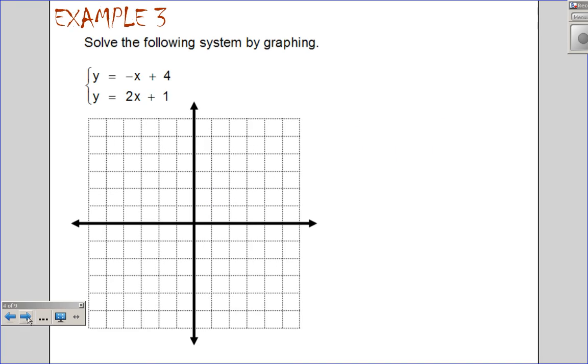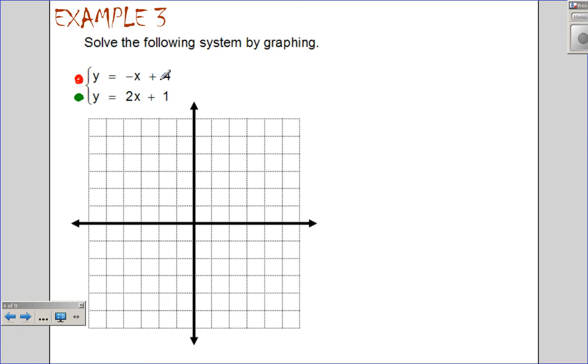Solve the following system by graphing. Okay, so now I'm given the system, but I need to graph them. So I'm going to need to remember some of the work that I've done in previous modules on how to graph linear equations, and I'm going to need to graph this. So let's start by looking at the first equation. I'm going to just do this one in red, and I'll do this one in green, and then we'll look for that point of intersection. So let's look at the red line first.